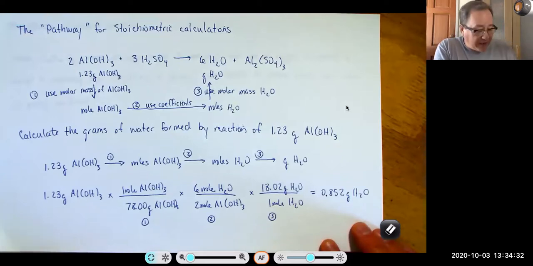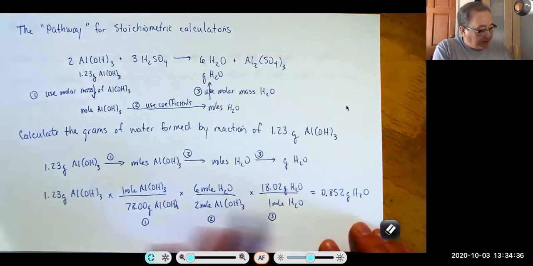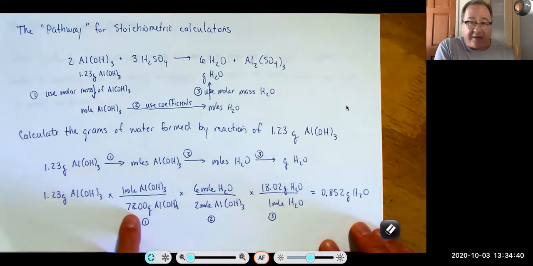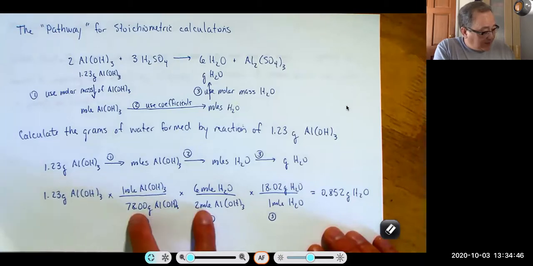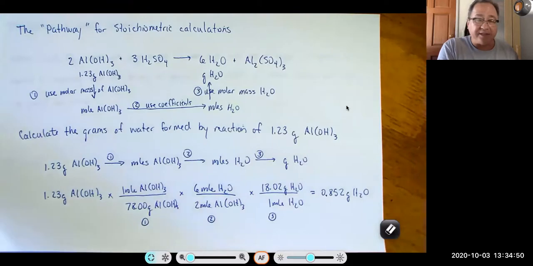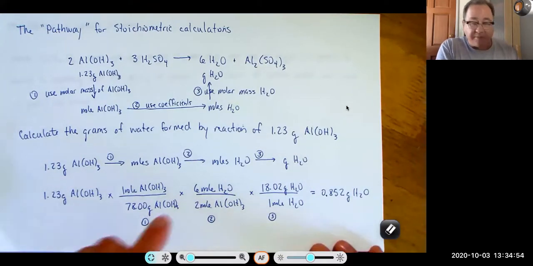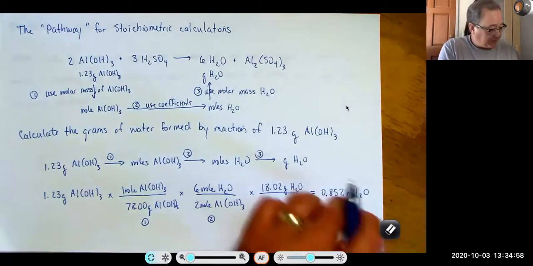And so does 0.852 grams seem like the right number given what we have here? Well, we could say, well, 18 will go into 78 about 4 times, right? And 4 times 2 is 8. 1.23 times 6 is going to be a little bit more than 6, maybe 7 or something like that. So a 7 divided by 8 is going to be really close to 1. And the answer is yeah. So I believe this answer.